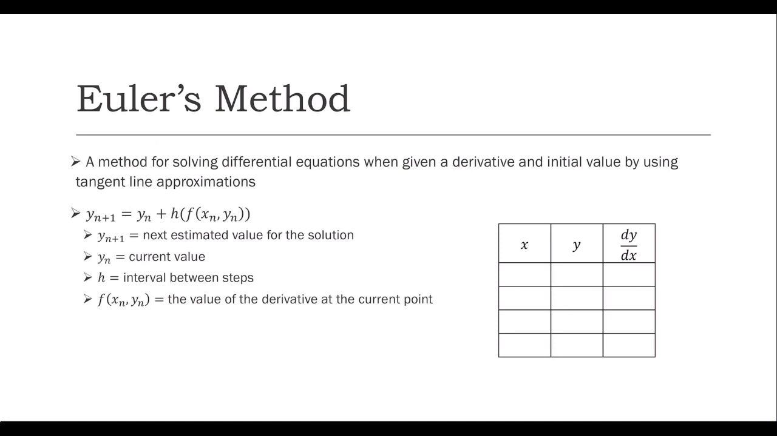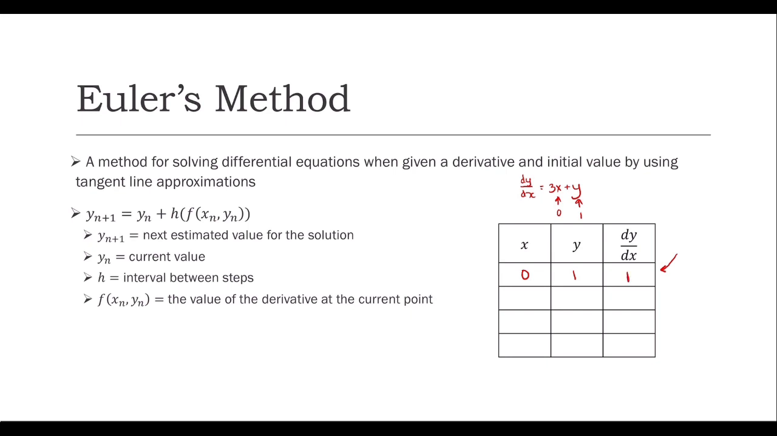So Euler's method is a method for solving differential equations when given a derivative and an initial value by using tangent line approximations. So for example, if we were given an initial point of 0, 1, and our derivative was something along the lines of 3x plus y, then we could find our slope at that point, which you'd plug in 0 here and 1 here. So that would give us a slope of 1.